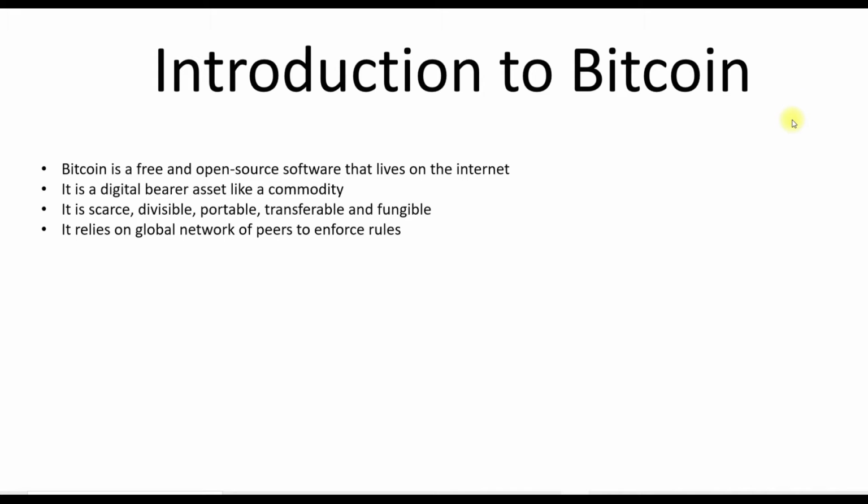Introduction to Bitcoin. For me, Bitcoin is just a free and open source software that lives on the internet. It's a digital bearer asset like a commodity. It is scarce, it's divisible, it's portable, and it is transferable to anyone around the world, and it is fungible. It relies on the global network of peers to enforce the rules.